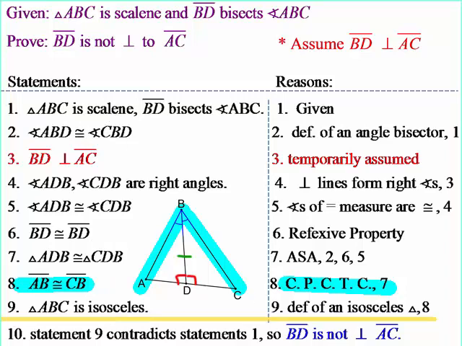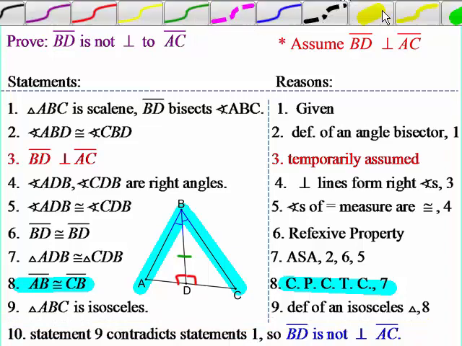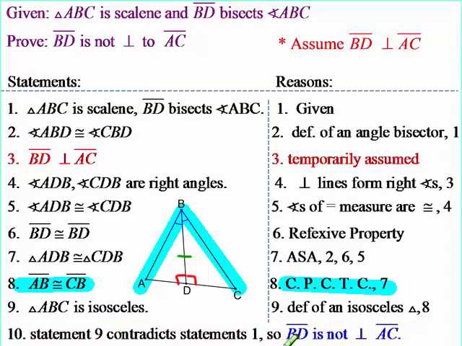Therefore, we reached a contradiction. So, right here, let's try to circle it, or I'll just highlight it. There we go, underneath. BD is not perpendicular to AC. Right there. That's what we're trying to prove.